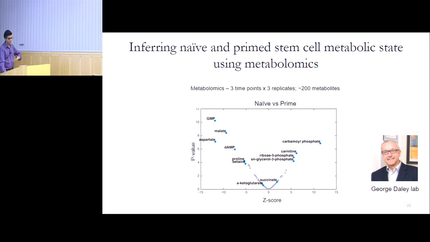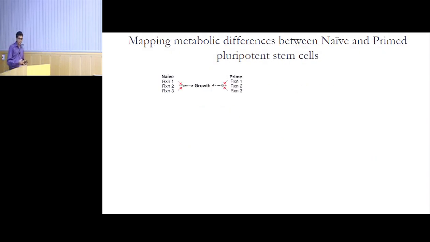So we went ahead and integrated that into our model, and then we created a naive cell metabolic state and a primed cell metabolic state. And just like the cancer example, we then knocked out all genes and reactions in the naive metabolic state and the primed metabolic state, and we tried to figure out what are the differences between them.